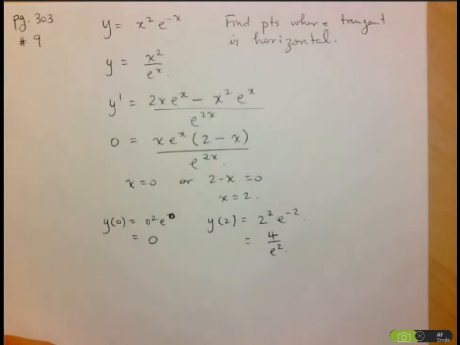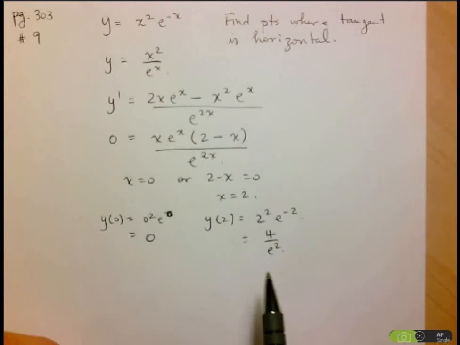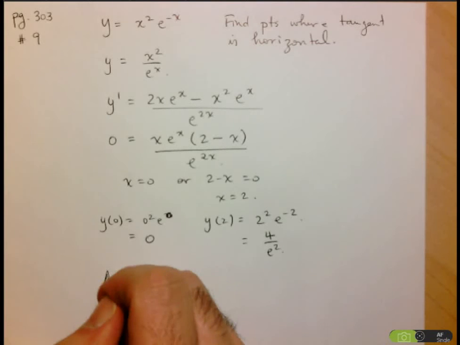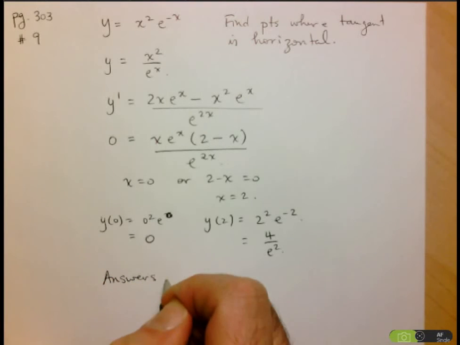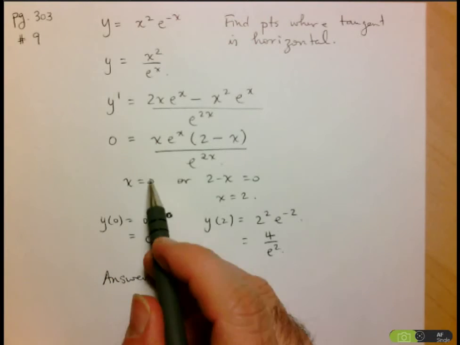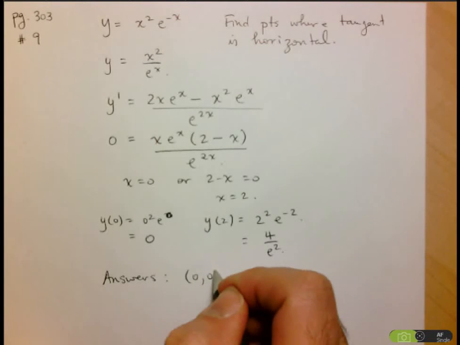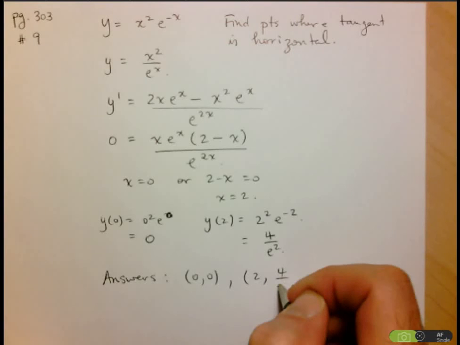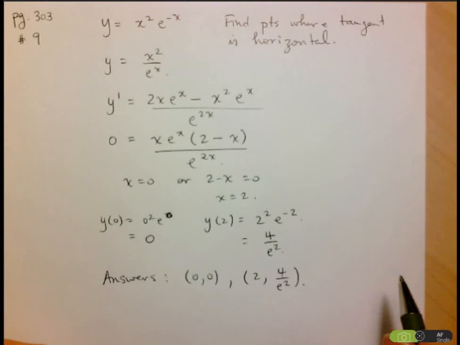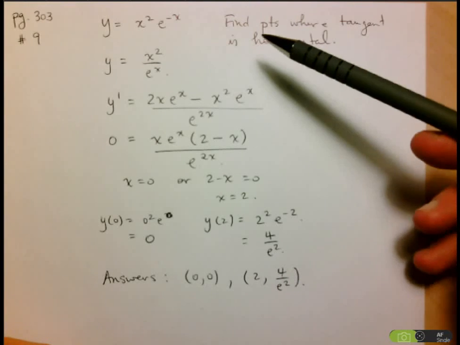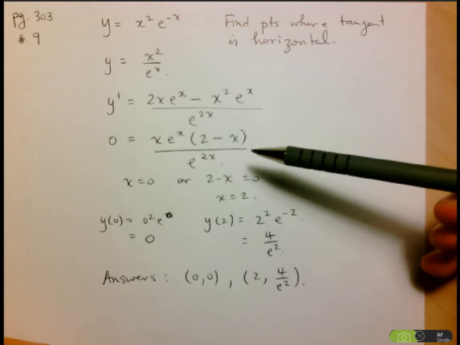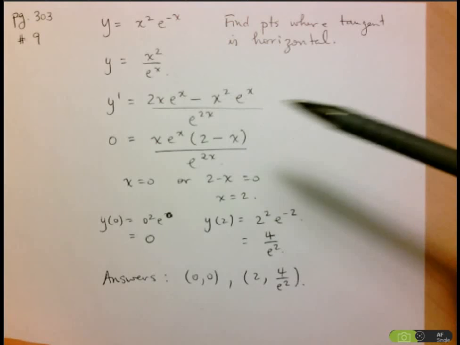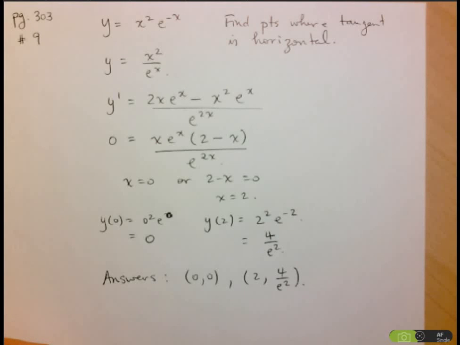Okay, and unless it's an application type question, the expectation is that you're leaving it as an exact answer. So our answers here, we've got 2 of them. One of them will be the point (0, 0), and the other will be the point (2, 4 over e squared). Okay, so again, we see we're using all the same methods as we did before. In terms of the process, it's exactly what we've seen before. The only difference is we're now including these exponential functions. Okay, that's it.